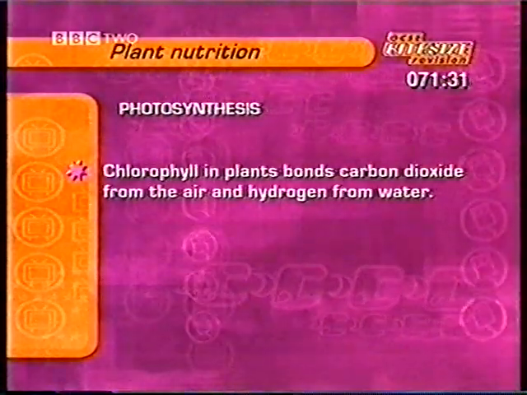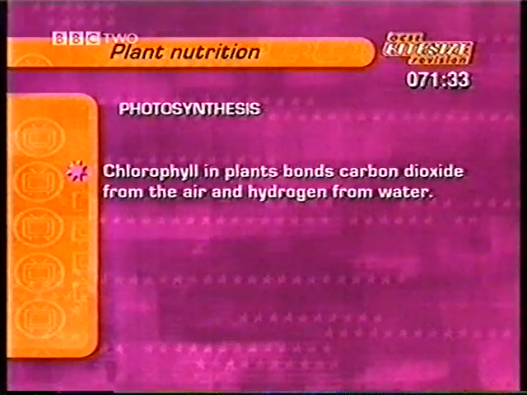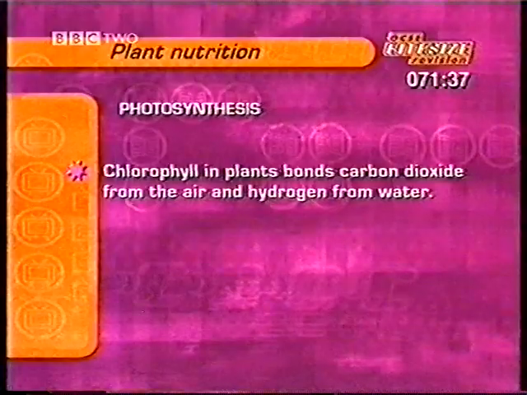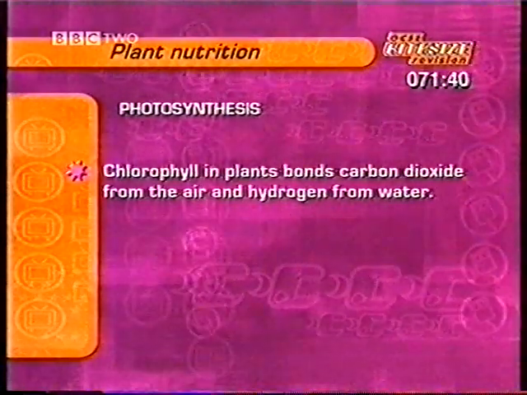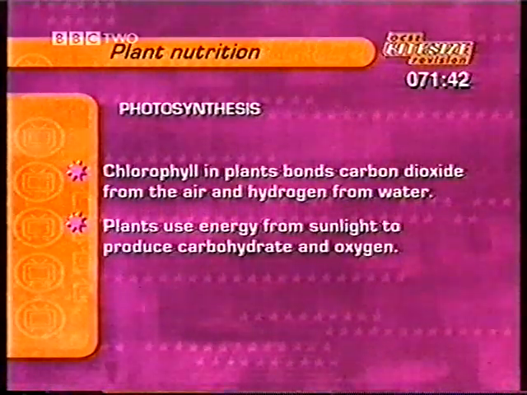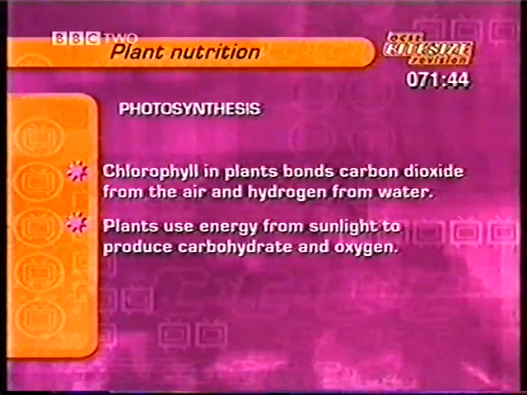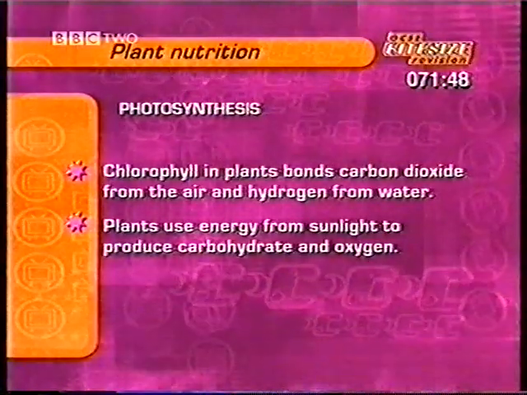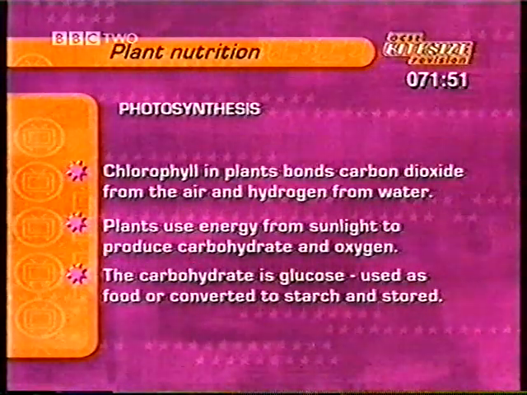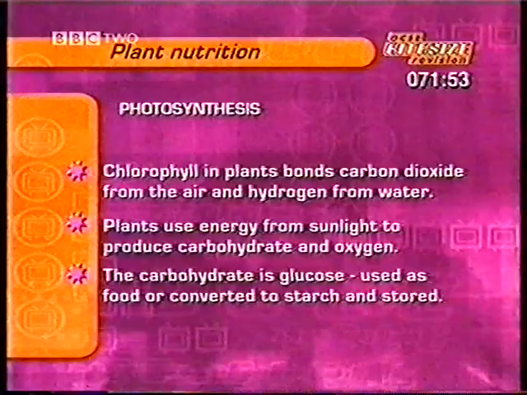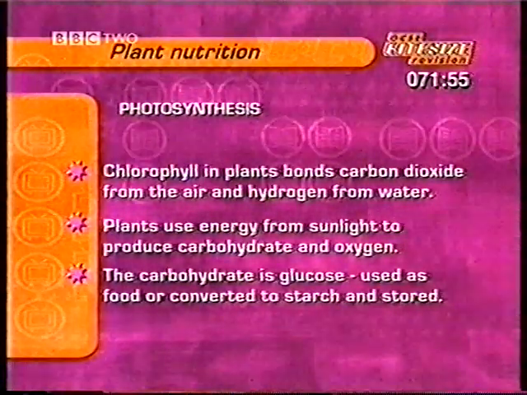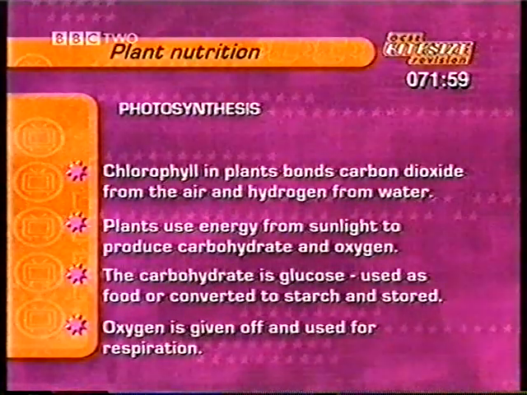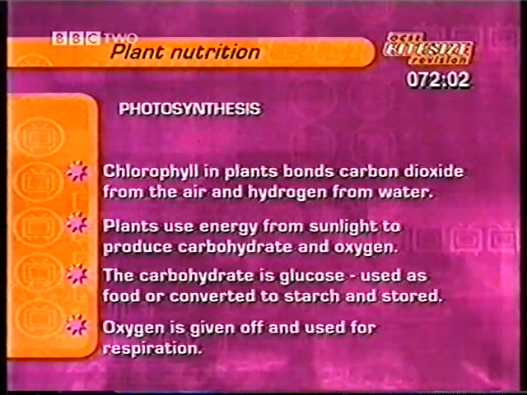So, during photosynthesis, chlorophyll in green plants bonds carbon dioxide, taken in from the air, and hydrogen from water. Plants use the energy from sunlight to convert the carbon dioxide and water into carbohydrate and oxygen. The carbohydrate is in the form of glucose, some of which is used as food, but the rest is converted to starch and stored. The oxygen is given off and used for respiration.